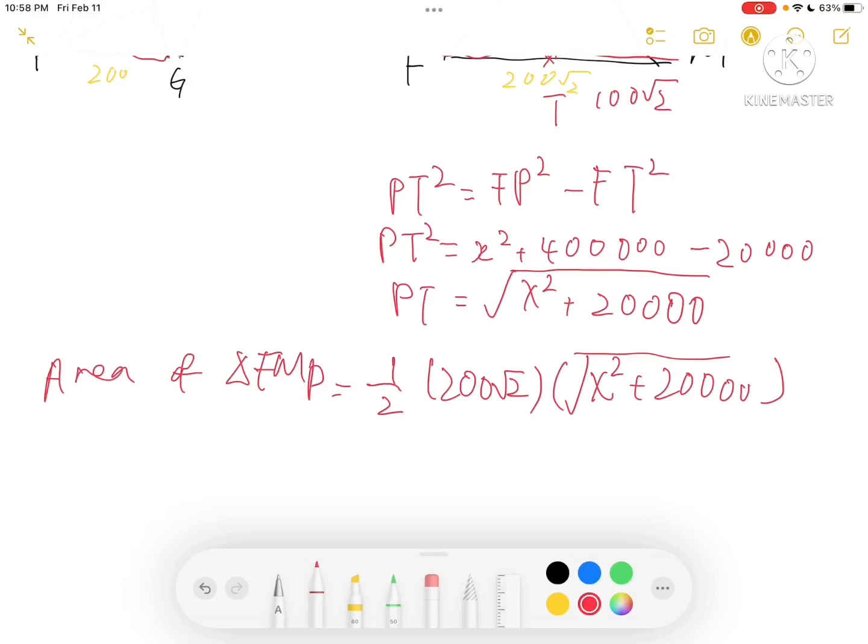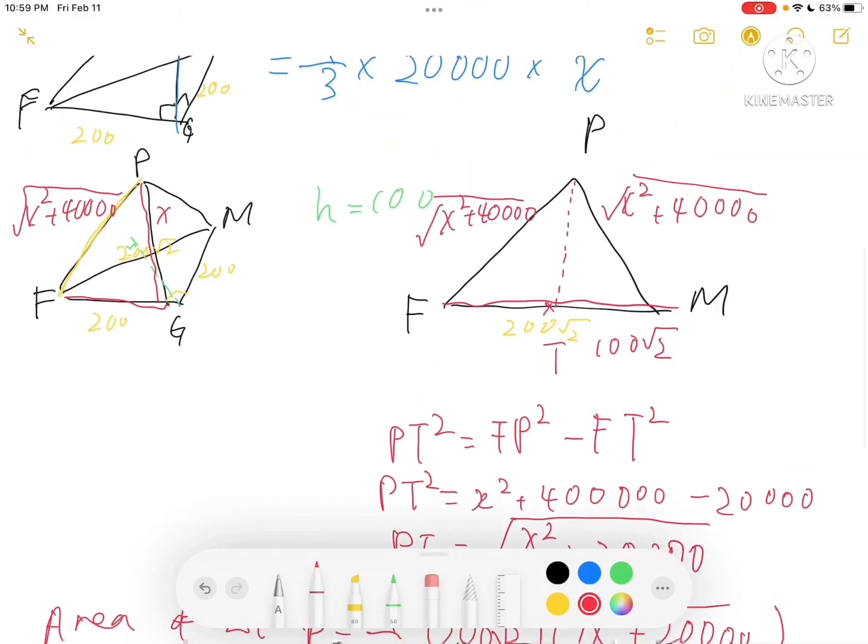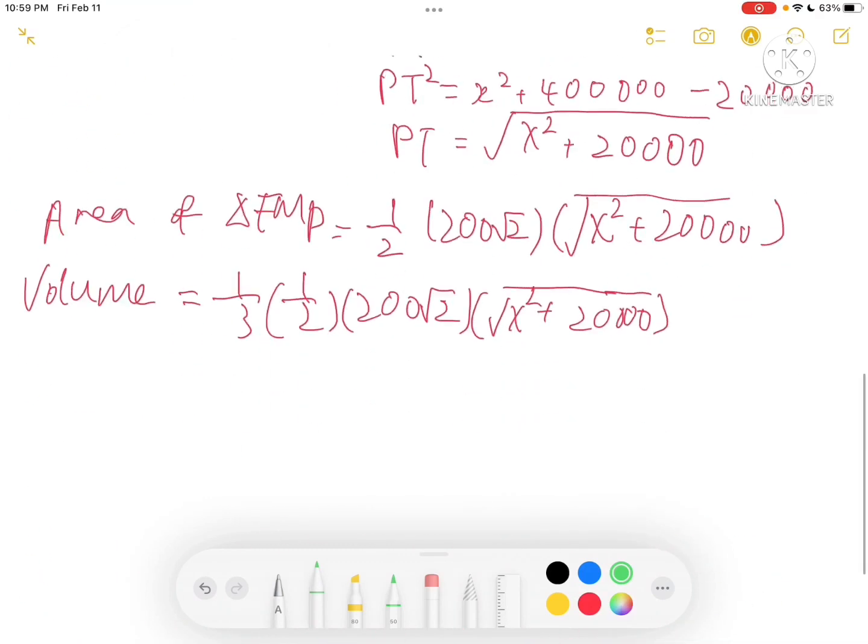So then we can just calculate the volume, which is equal to a third times the area times the height, which is just over here. It's equal to the shortest distance, which is equal to 100. Good job, everyone, for solving the question up to this one.